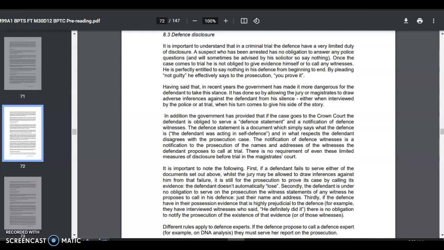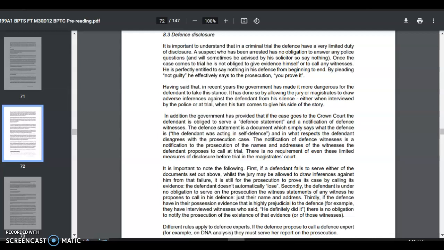Thirdly, if the defense has in their possession evidence that is highly prejudicial to the defendant, for example, they have interviewed witnesses who said he definitely did it, there is no obligation to notify the prosecution of the existence of that kind of evidence or of those witnesses.